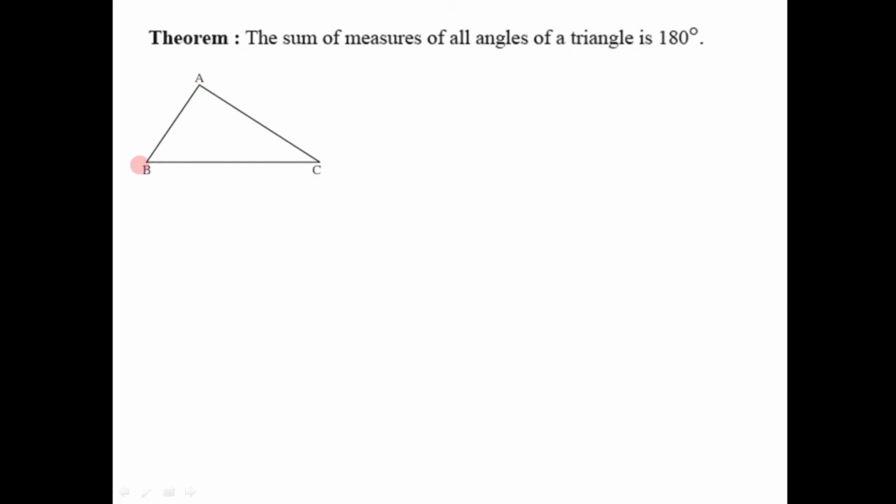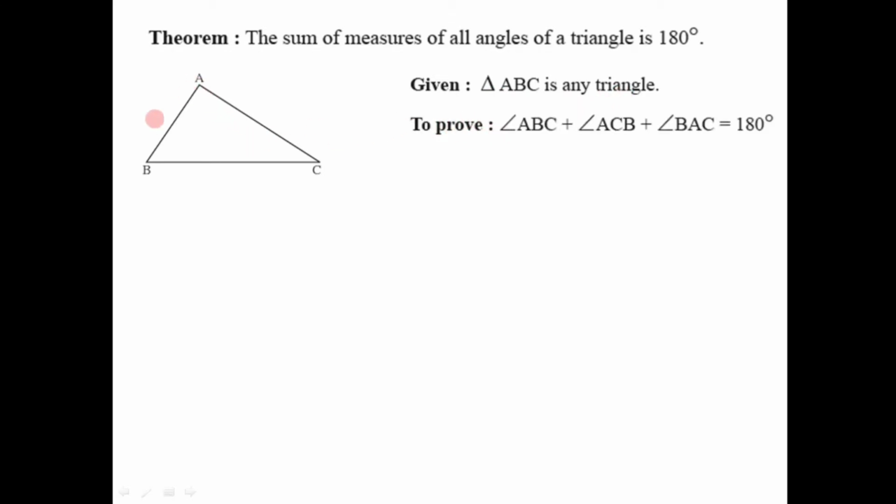For that, let us consider the diagram. In the diagram, triangle ABC is given. So that is the given only. Triangle ABC is any triangle. In this triangle, we are going to prove that the measure of angle ABC plus angle ACB plus angle BAC, the sum of measures of all the three angles, is equal to 180 degrees.